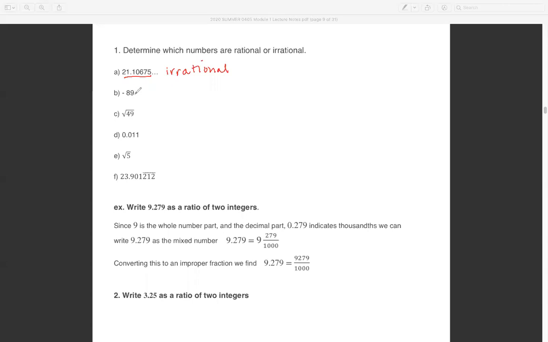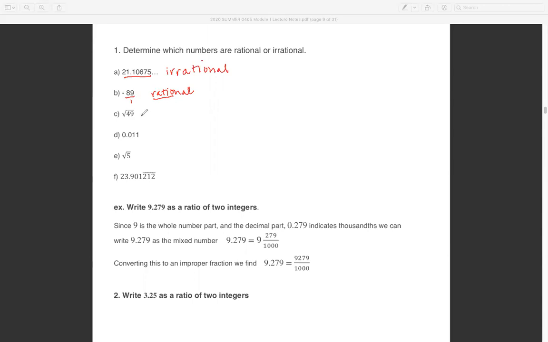Now, negative 89, we could put that over 1, so that's a ratio. So that is rational. You can see the word ratio in there. Also, all of your rational numbers include your integers, which are your whole numbers and their opposites. And the opposite of a positive 89 is negative 89.